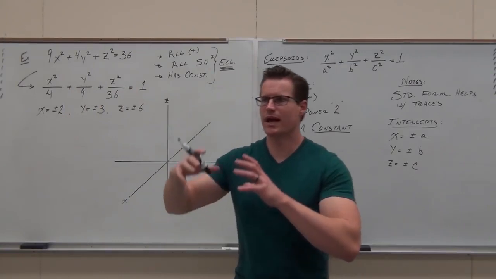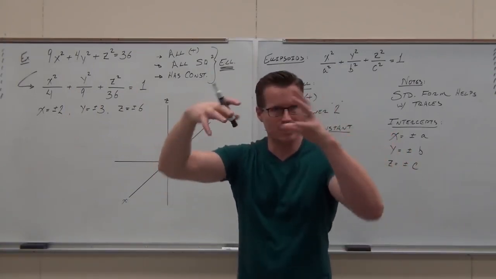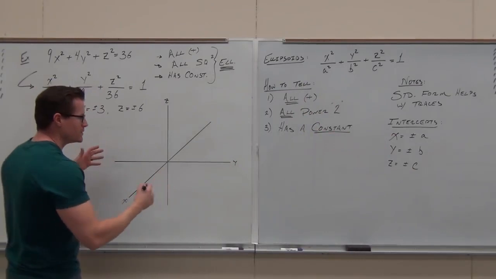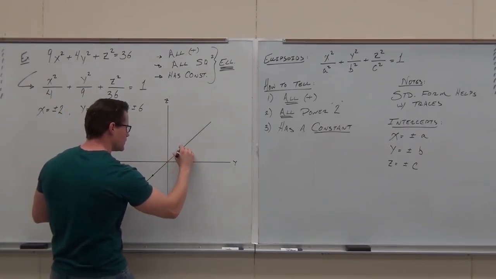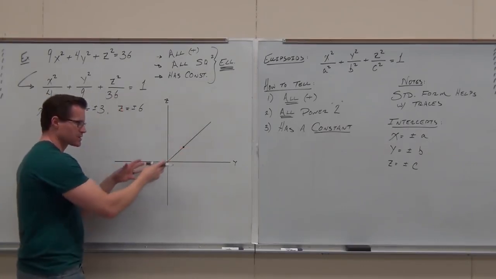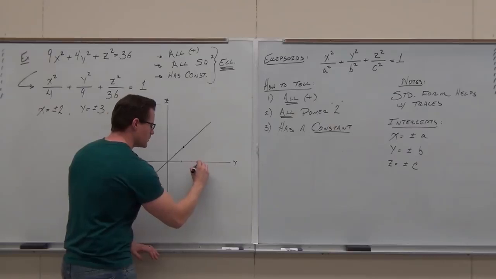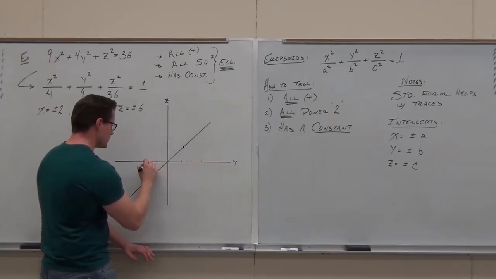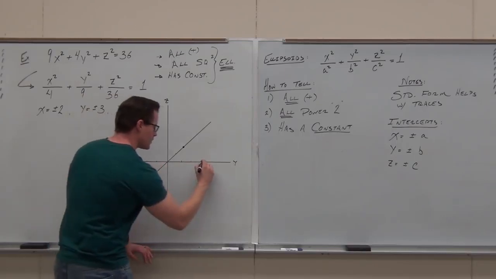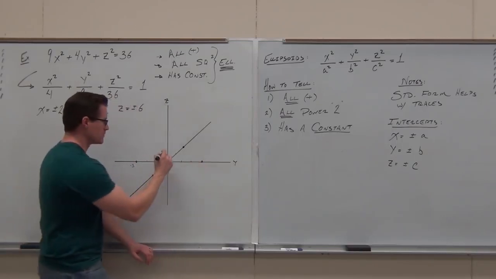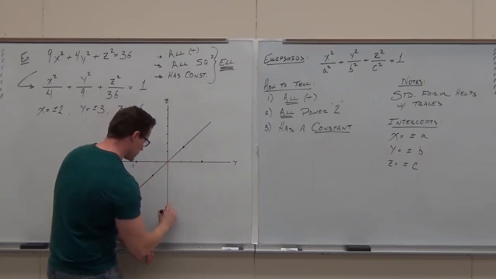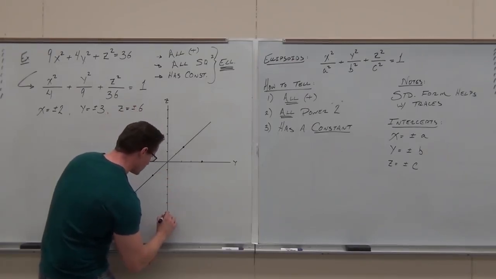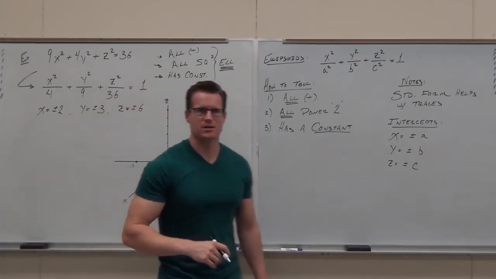Just keep in mind what we're doing. An ellipsoid has 3 ellipses put together to make this 3D sphere. So all we really need to do is mark up our axes with the appropriate intercepts. So x, positive, negative 2. Y, positive, negative 3. And z, we get positive, negative 6.